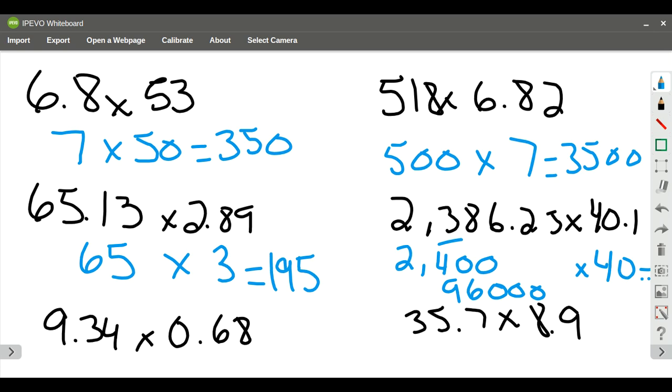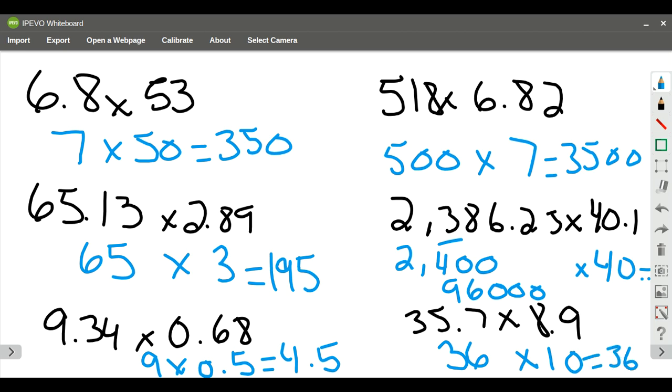Okay. 9.34 times 0.68. So I'm just going to do 9 times a half here because I don't want to round it up to 1. That's going to be too big of a jump, but I can multiply it by half. And when I multiply things by half, we know that we really just divide by 2. So it's going to be equal to 4.5. And then we have 35 and 7/10 multiplied by 8 and 9/10. So I'm going to round this guy to 10, use a compatible number there. And then 35.7, I'm going to round to the nearest whole number, and I'm going to get 360.